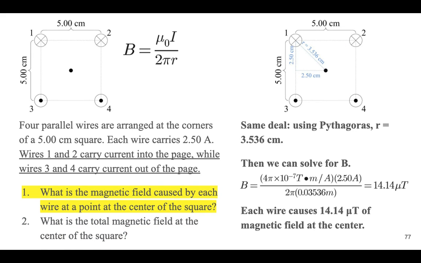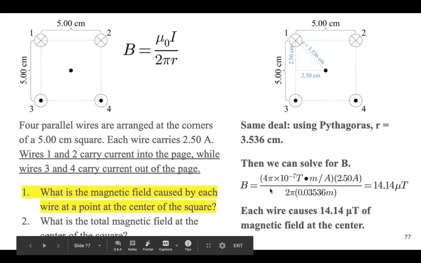Different question. So this is not the same question. This time, same wires, same arrangement, but these wires have their currents going in other directions. This time wires 1 and 2, the 2 at the top, are carrying current into the page, and 3 and 4 are carrying current out of the page. So yeah, we've already done the Pythagoras. We solved for R. We've already done this formula here. So this gives us the strength of each magnetic field, so we have that.